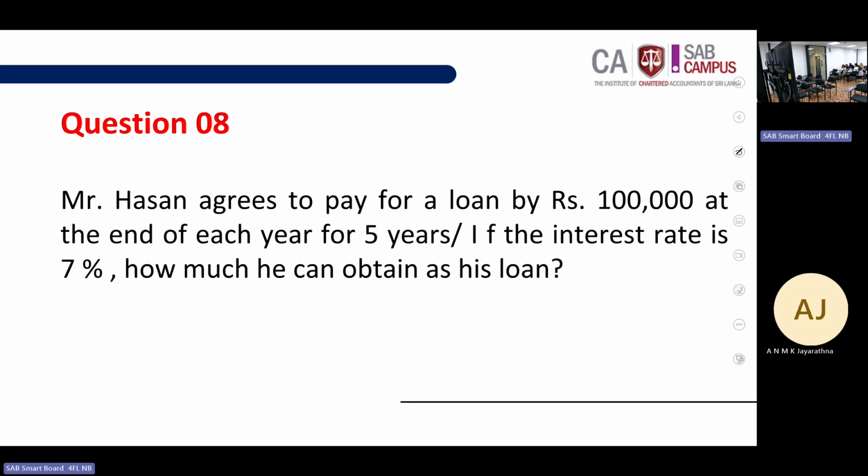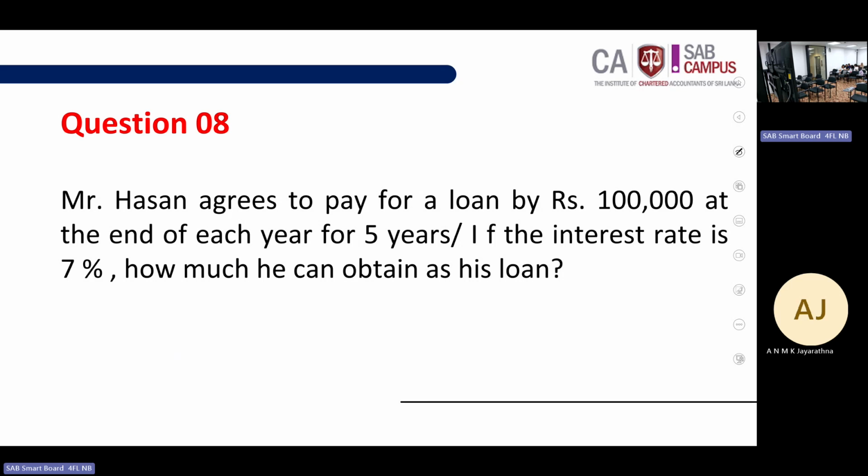How many amounts is he going to invest? 100,000 for a year. Accordingly, how many times? 5 times during 5 years. If the interest rate is 7%, how much can he obtain as his loan? The maximum capacity is 100,000 for 1 year.